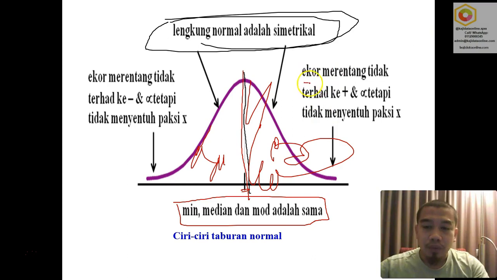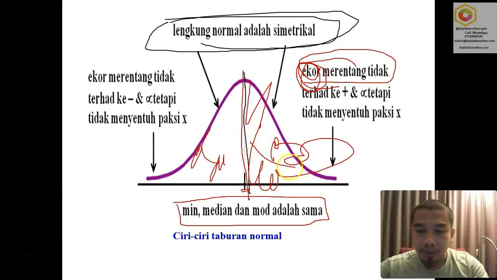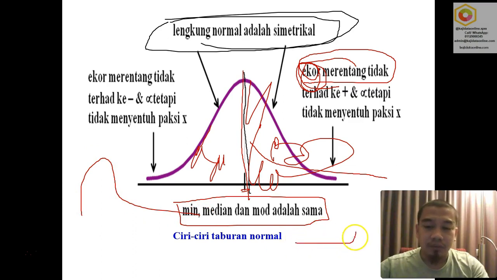So if we can see the tail of it going into this side of the area, we call it positively skewed, and if it goes in the other direction, we call it negatively skewed. So this one is not touching the x-axis because it is called an asymptote.